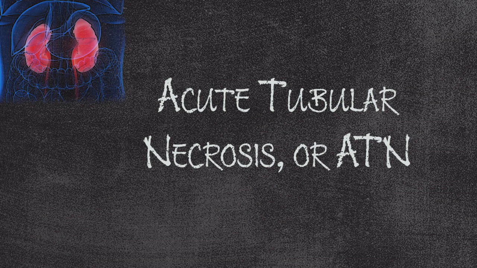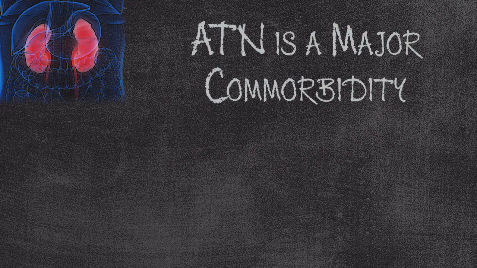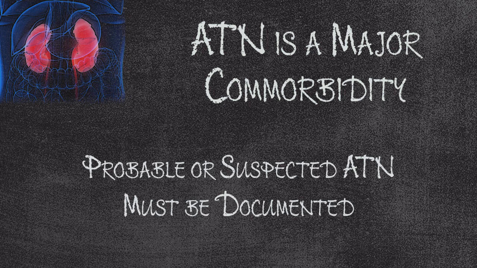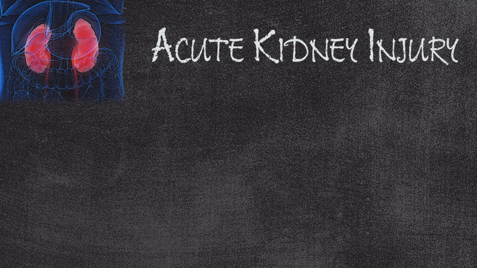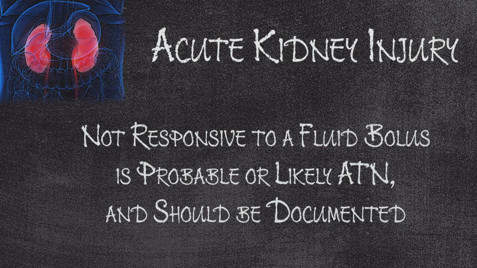Now let's go through a few tips that are important when you document acute kidney injury. The first has to do with acute tubular necrosis, or ATN. It is important to note that ATN is a major comorbidity, and as such, if you have probable or suspected ATN, you need to document it. And also keep in mind that acute kidney injury that is not responsive to a fluid bolus is probable or likely ATN and should be documented as such.